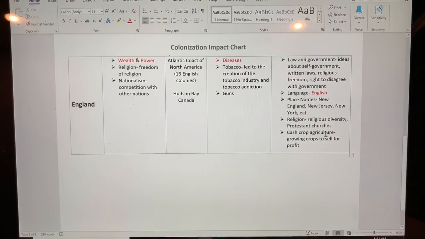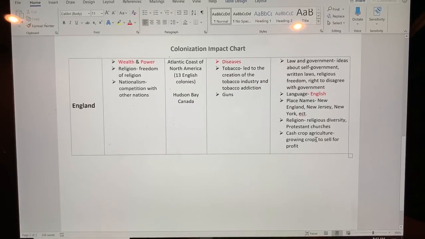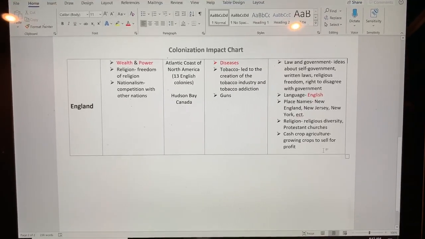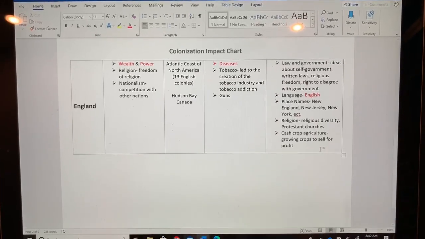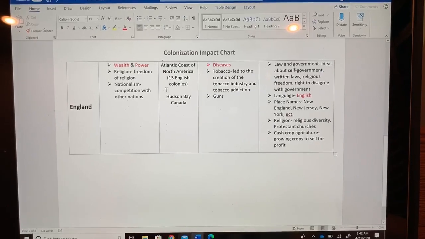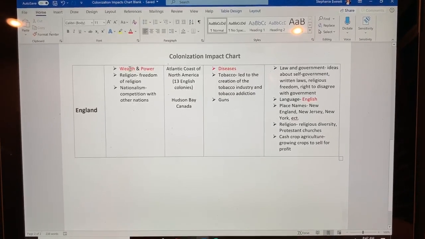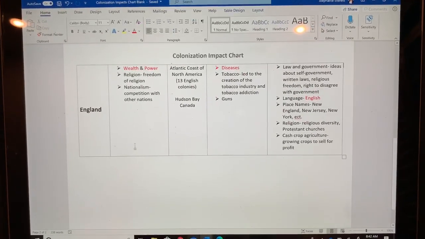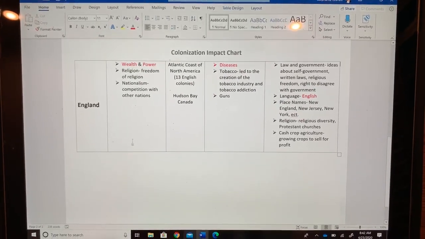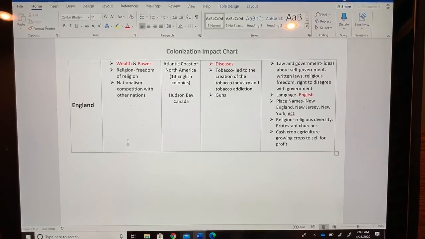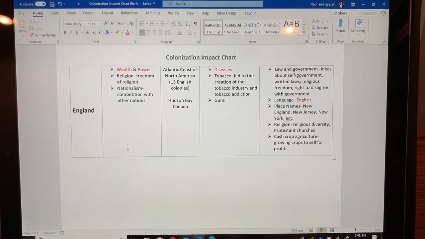And then cash crop agriculture, this idea of growing crops to sell for profit. So that tobacco and cotton, the fact that those crops are going to be huge money makers. And like I said, in the long run, actually end up gaining England more wealth than some of the gold and things that Spain gained. It just took longer. But once they realized that these crops grew well in the southern portion of the United States, they made a lot of money off of them.